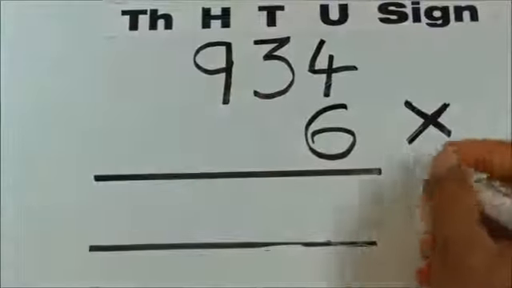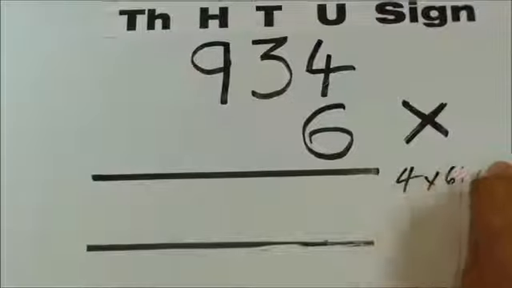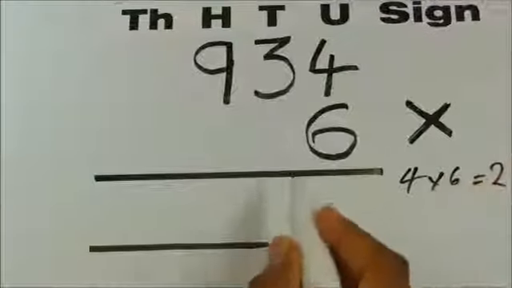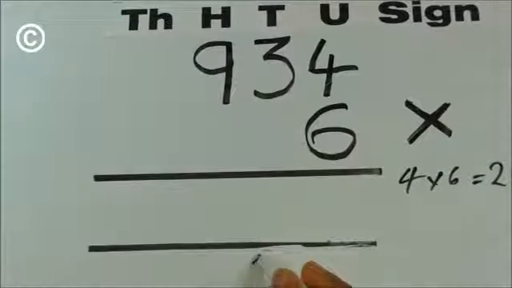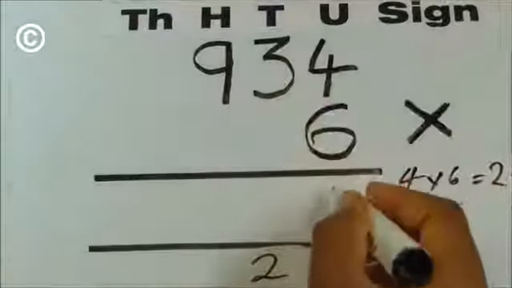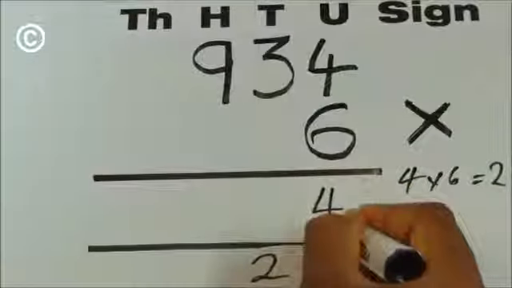You can put a little jotter here as a guide. 4 times 6 equals 24. The 2 is carried over to the tens column, and the 4 is placed in the units column.